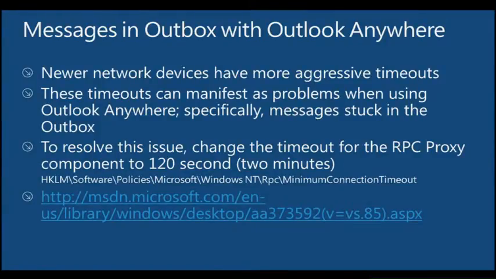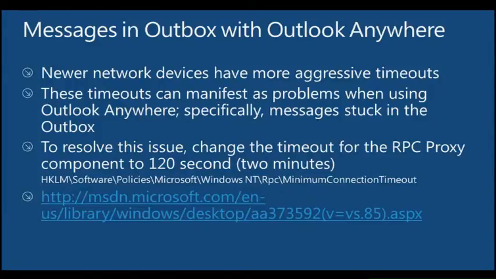So if it's Outlook using TCP on the corporate network that's stuck in the outbox, it's probably something else going on. It's not this at all because you're not using the RPC proxy. It's probably something like the mail submission service isn't running, or there's a problem with the pickup queue or something. But if you have the specific issue of Outlook Anywhere and messages getting stuck in the outbox, this is the registry change that you would make.